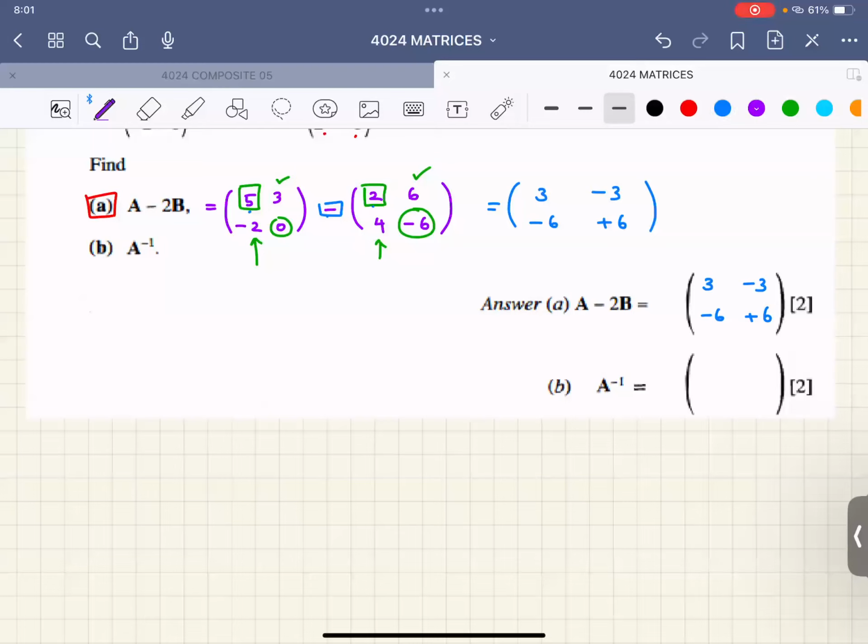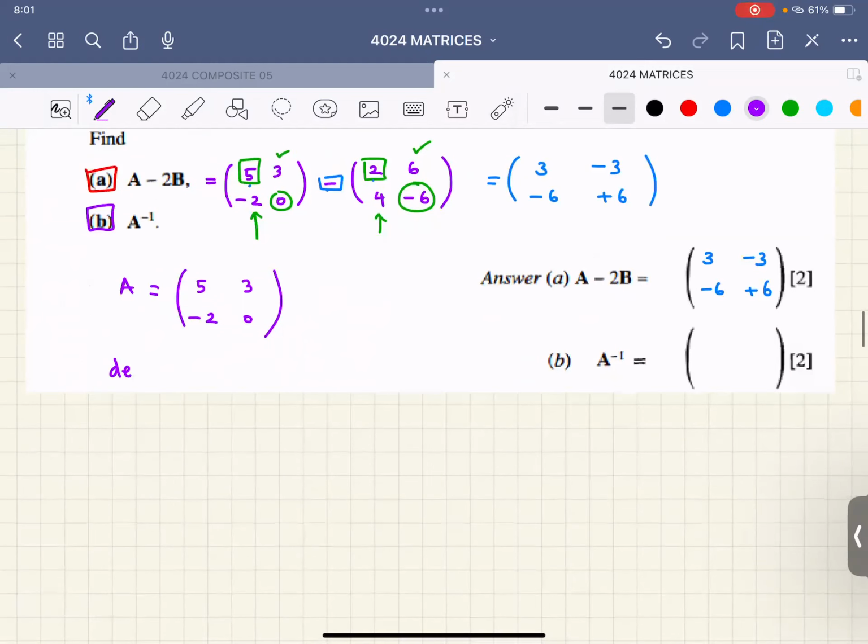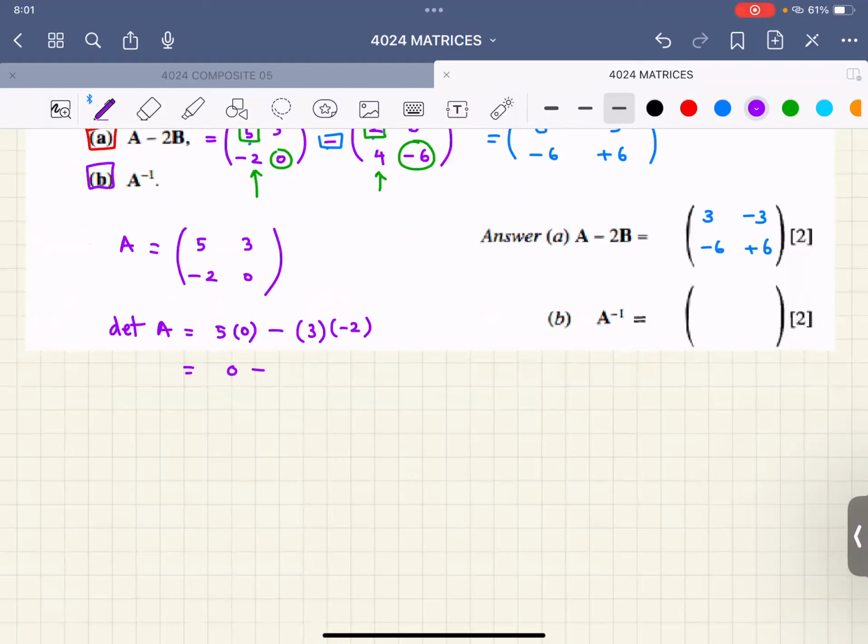What about the next one? That is A inverse. So A, write it again: 5, 3, -2, 0. What is the determinant of A? It is 5 into 0 minus 3 into -2. This is 0, this is negative, this is -6, that comes out to be +6. So write 1/6, 1 over determinant over here. These two change places, so 0 you write over here and 5 you write over here. 3 and -2 change sign, that is -3, and this is +2.